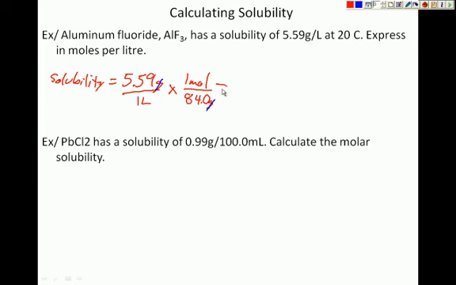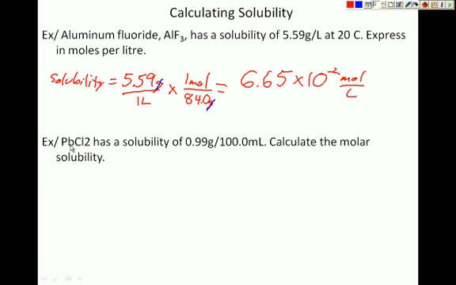So what we're going to see is we're going to have 5.59 divided by 84, and we get 6.65 times 10 to the minus 2 moles per liter. And so all we did was use stoichiometry to change this grams per liter into moles per liter.